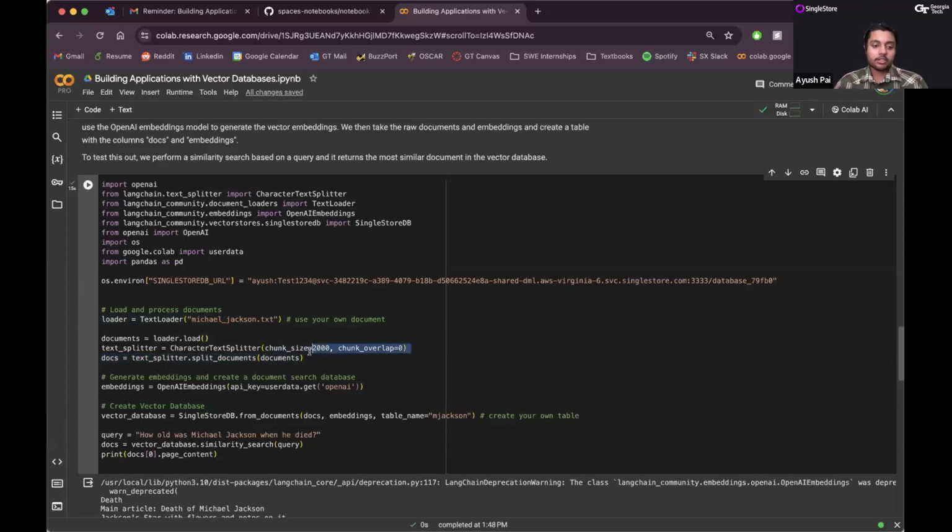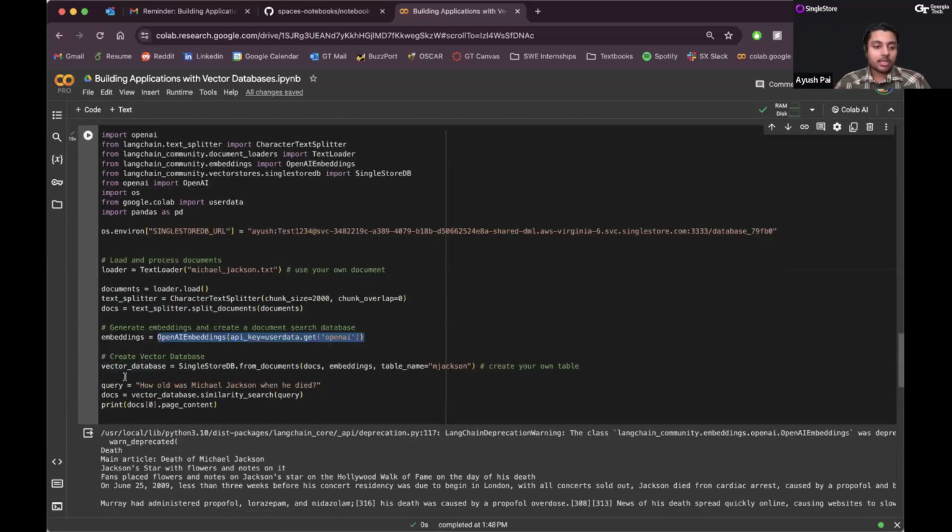But again, these are in plain English, right? They're not something that AI models can actually understand yet. So essentially, we have to create these embeddings. We'd use the OpenAI embeddings model to create that. And then the final step is to create a vector database using SingleStore DB. So we have our documents, which are plain English. We have our embeddings, which are the vector representations of those plain English documents that are used for the similarity search. And then we have the table name, which is in SingleStore DB, and I'll just call it M Jackson.